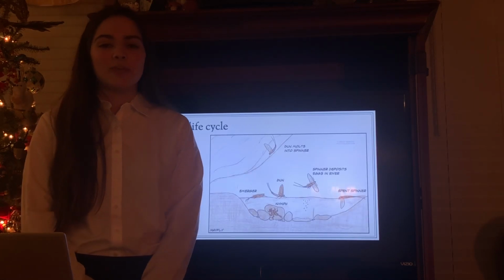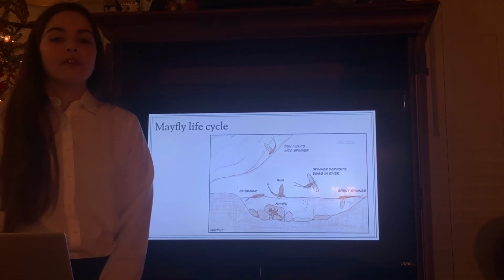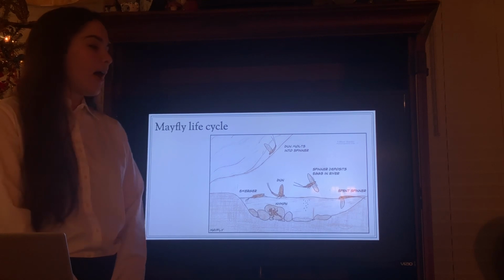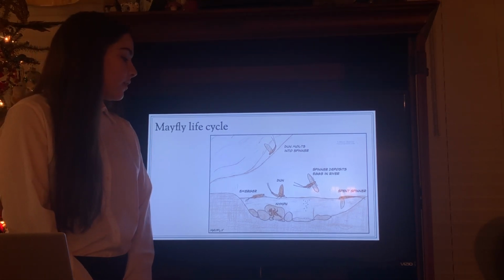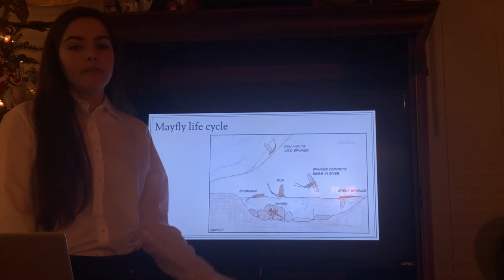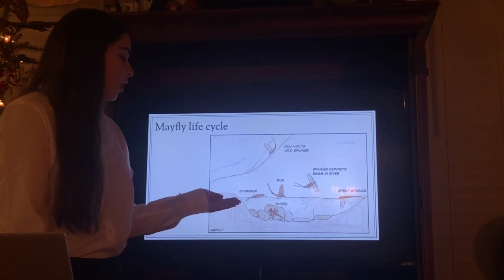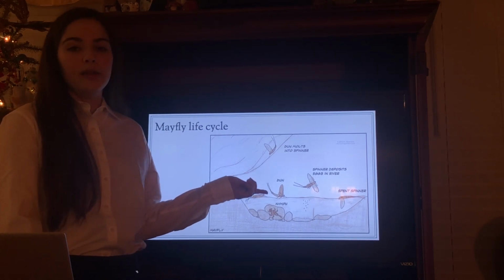The life cycle of a mayfly. To start off this life cycle, the female will lay eggs on top of the water or on a rock. After 2 weeks, the eggs will hatch into nymphs. These nymphs will live for about 1 to 2 years before coming out of the water as emergers. These emergers will then turn into duns.